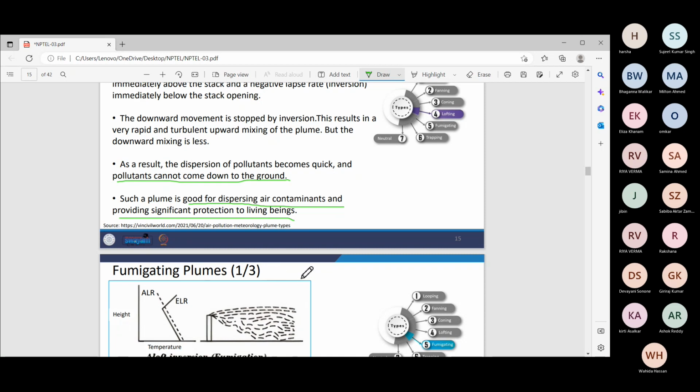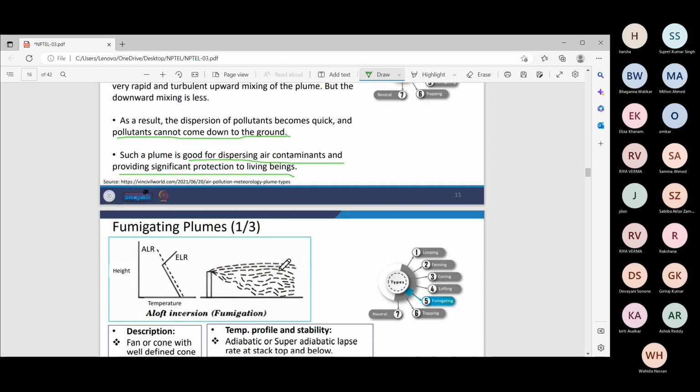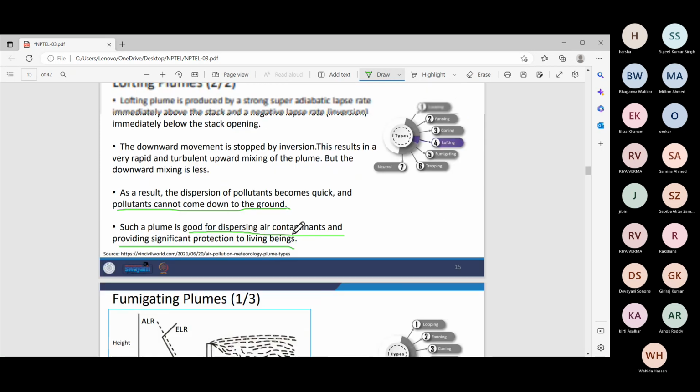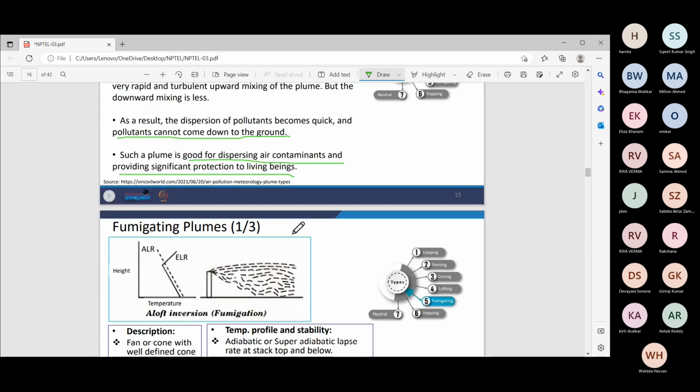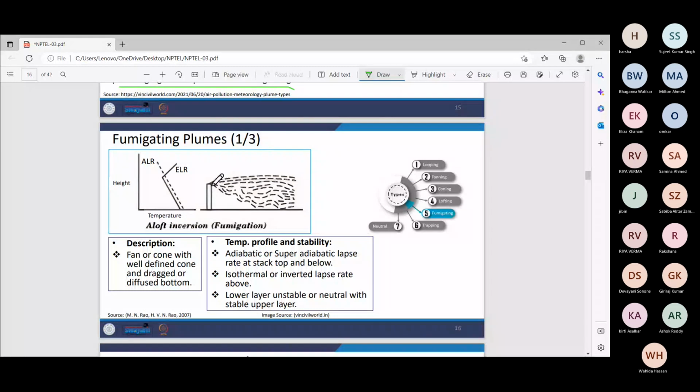Now, the fifth one is fumigating plumes. It is just the reverse of the lofting plume. Here, what happens is the inversion layer is above the stack height, and the strong superadiabatic lapse rate occurs at the stack top and below it. So the inversion layer is above the stack height. This is the inversion layer, and below this it is the unstable atmosphere.